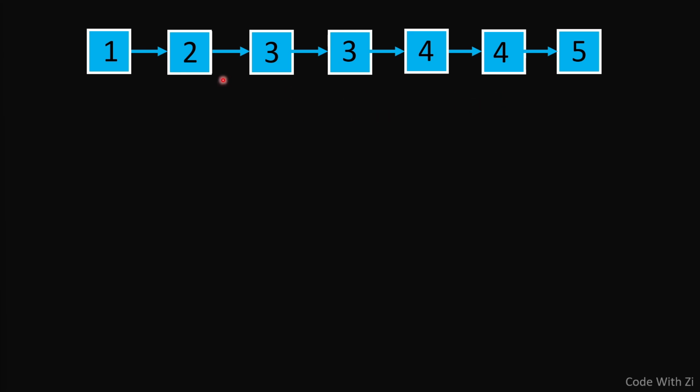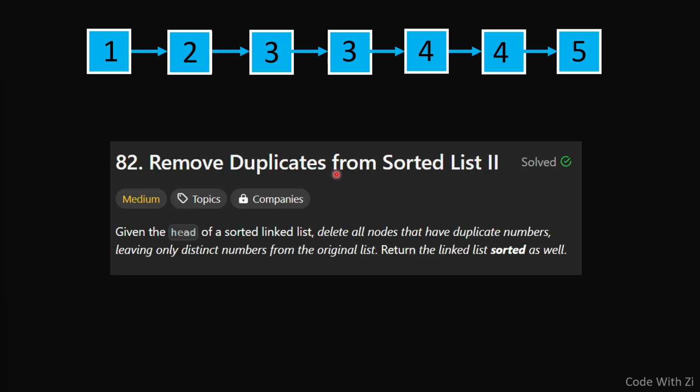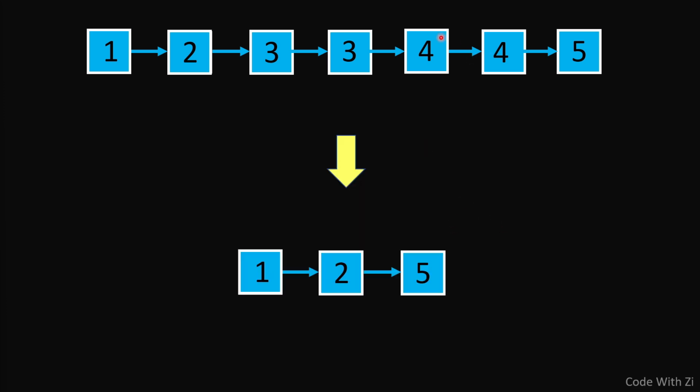In today's video, we've got to go from this linked list that we have here to this one. Why? Well, because that's what LeetCode 82, Remove Duplicates from Sorted List II, is asking us to do. As you can see, it says, given the head of a sorted linked list, meaning this node that we have here, this is going to be the head, delete all nodes that have duplicate numbers. As you can see, this is why we went from this to this.